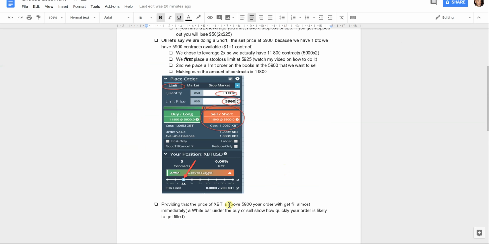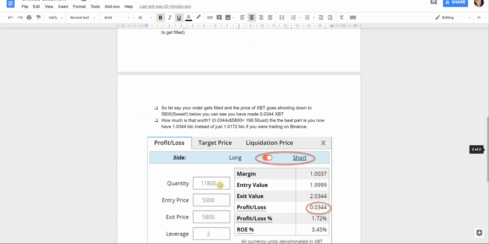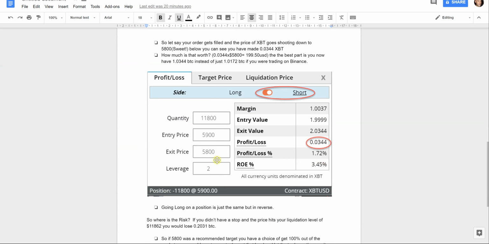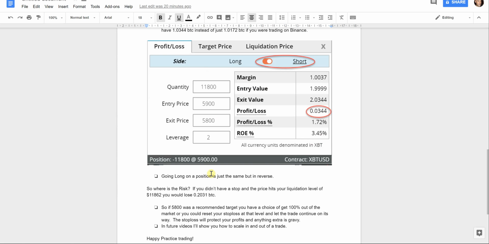Let's see here. Let's get down to the nitty-gritty here. What are we going to make? Let's see, all of a sudden, boom, it goes down to 5,800 just like that. That is a good thing. In normal times, if you were in Binance and you sold at 5,900 and you rebought at 5,800, you would make $100 worth of profit, right? Now, with this, because you're leveraging times 2, you actually double it.